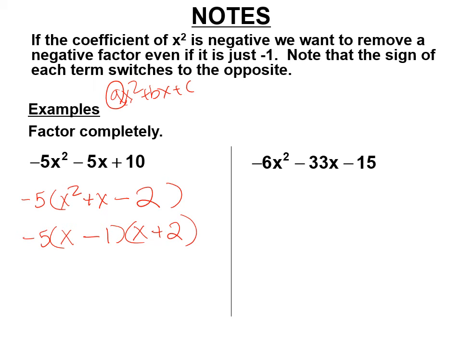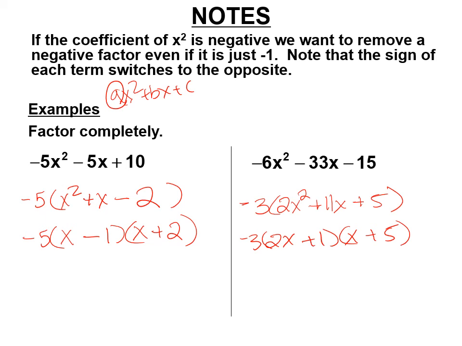All right, so we have a negative, so we're going to bring out a negative number here. 6 doesn't go into 33, 2 doesn't go into 33, but 3 does. All right, so we're going to take out a negative 3, so this will be 2x squared, then this will be plus 11x, and that will be plus 5. Okay, then we have to factor that. We've just taken out the greatest common factor, right? It's nicely all plus now, so we have 2x and x, and we have to figure out where the 5 and the 1 goes. Those are the factors. Negative 3 times 2x plus 1 times x plus 5.